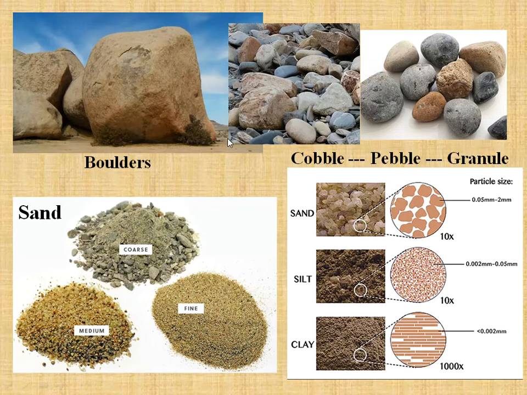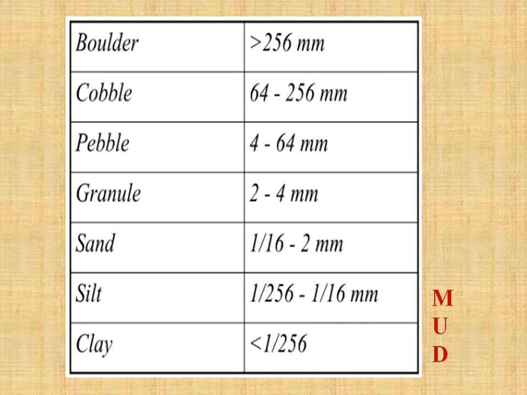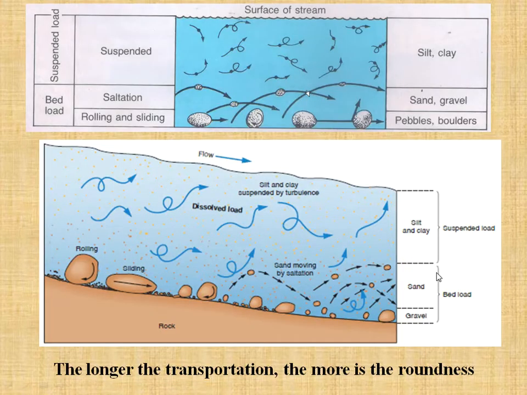So the river has a capacity to erode such large fragments of rocks, depending on the energy. So you have the boulder, cobble, pebble, granule, sand, silt and clay. The silt and clay together, they are also referred to as mud. Now whatever sediments are broken down, they are transported.